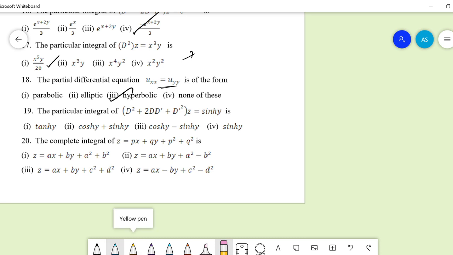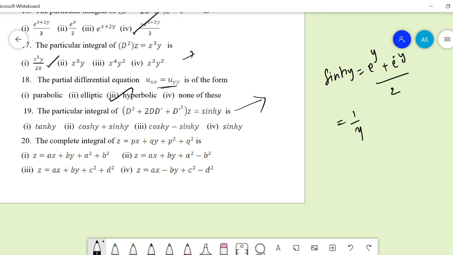Next one, sin hy. We have to find the particular integral only. Sin hy can be written as e power y minus e power minus y divided by 2, so 1 by 2 of e power y minus e power minus y.